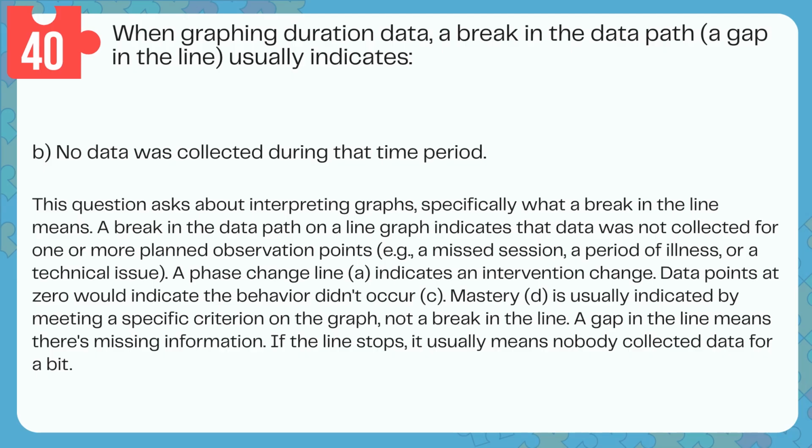A phase change line, A, indicates an intervention change. Data points at 0 would indicate the behavior didn't occur, C. Mastery, D, is usually indicated by meeting a specific criterion on the graph, not a break in the line. A gap in the line means there's missing information. If the line stops, it usually means nobody collected data for a bit.